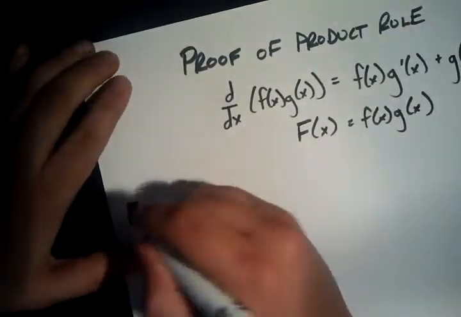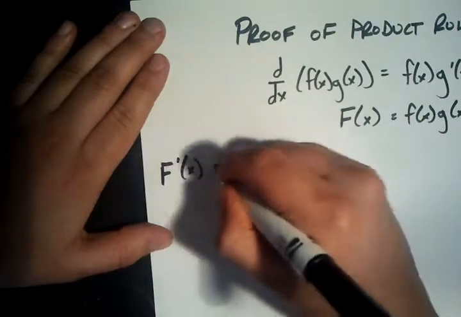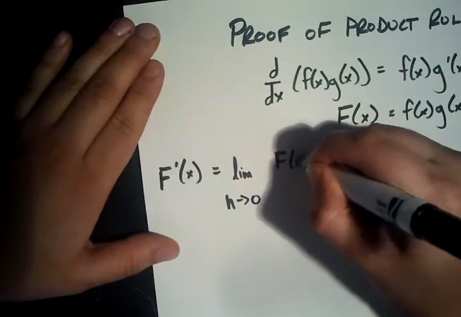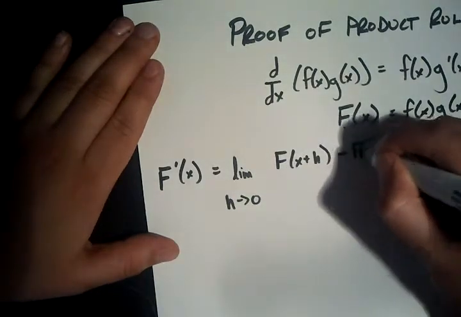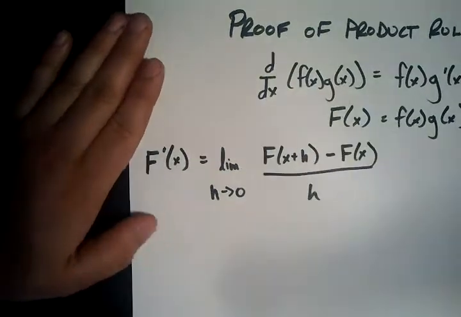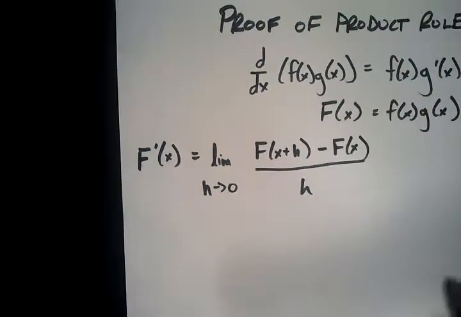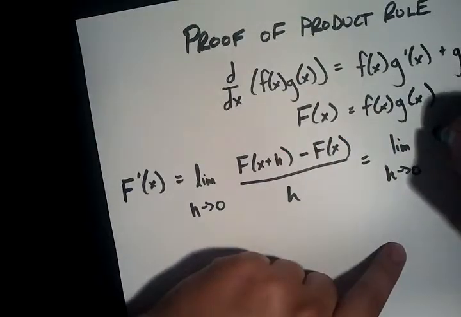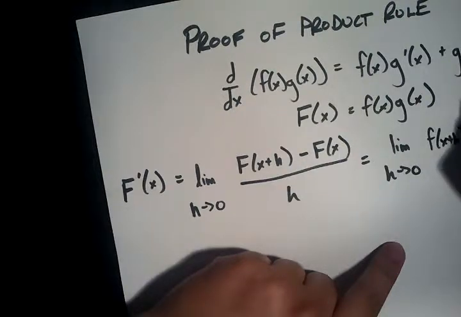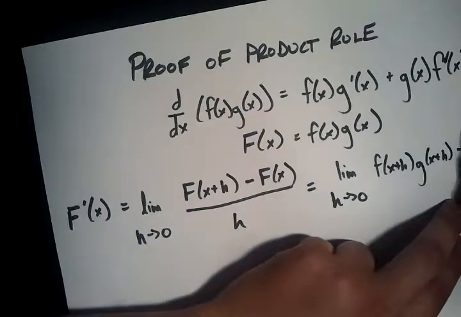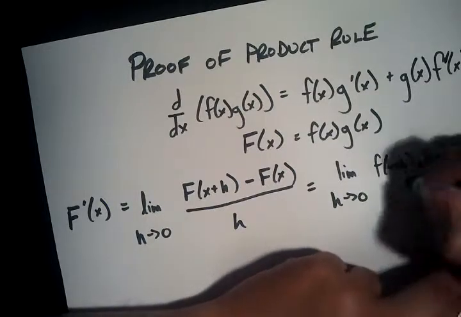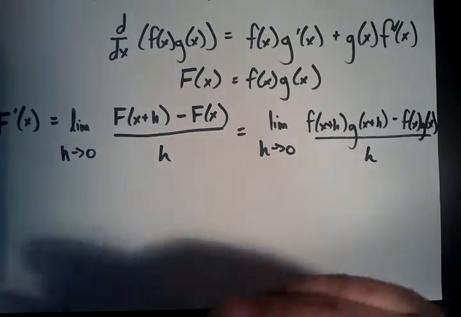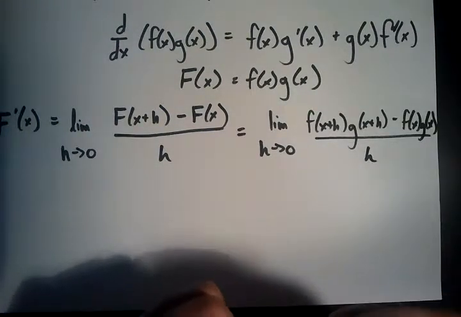When we do big F prime of x, that means we're doing the limit as h approaches 0 of big F of x plus h minus F of x over h. Remember, that's the definition of the derivative. And since we know what this is, we can do the limit as h approaches 0. This is f of x plus h, g of x plus h, minus f of x, g of x, all over h. And now we're going to use a little bit of algebraic manipulation to get our limits in order.